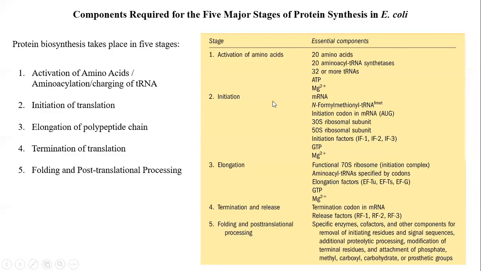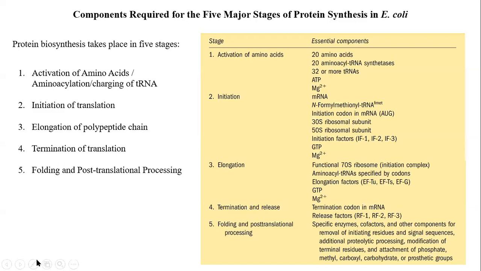So we'll start. Last time we did the genetic code and we started with the first step of protein synthesis. In the protein synthesis process, there are 5 steps. First is activation of amino acids, also called amino acylation or charging of transfer RNA. Second is initiation, elongation, termination, and last is folding and post-translational processing, that is modification. So we'll start with the first step, that is activation of amino acids or amino acylation or charging.